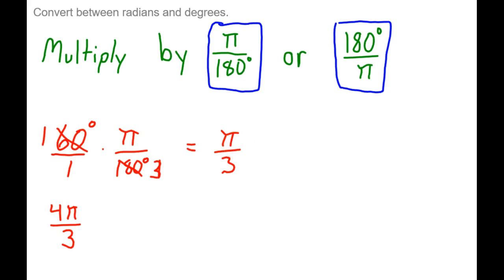Now on the one below, we have 4 pi over 3 radians. We want to convert this to degrees, so we're going to multiply by 180 degrees over pi. Now looking to see what simplifies, we have a pi in the numerator and denominator that cancels out. We have 180 and 3 that will simplify again. 3 goes into each of those, so in the numerator I'm left with 4 and 60. So now if I multiply 4 by 60, we get 240 degrees. So 4 pi over 3 radians is equivalent to 240 degrees.